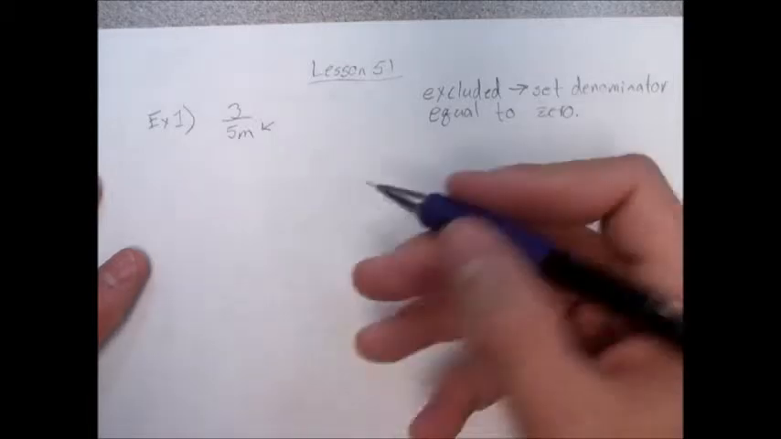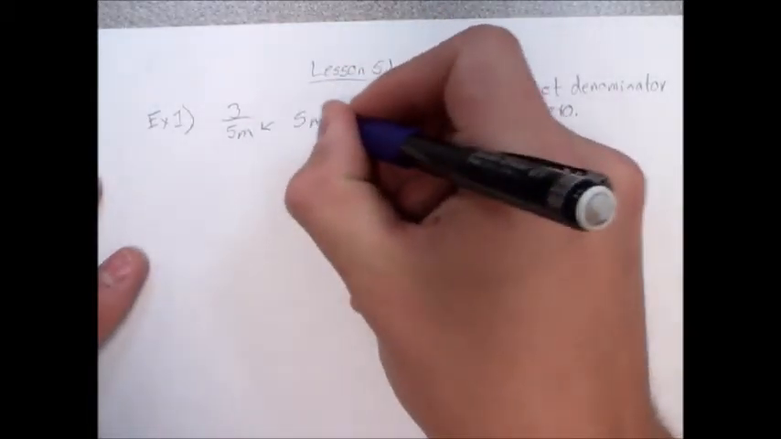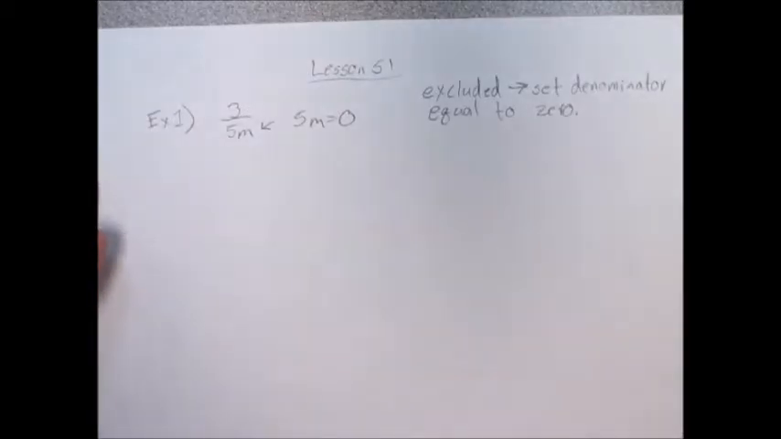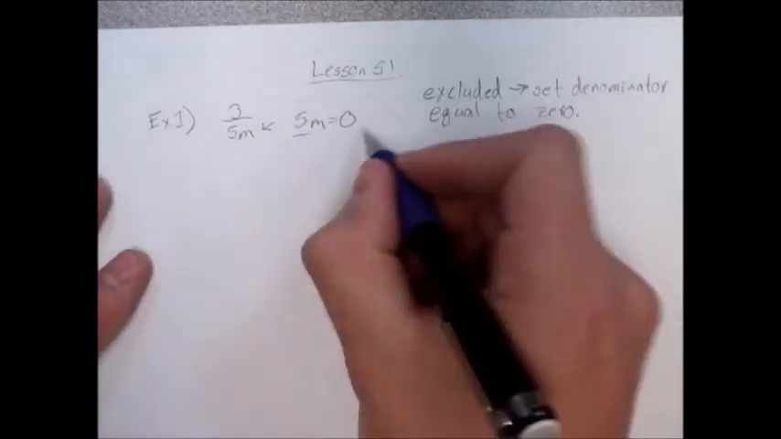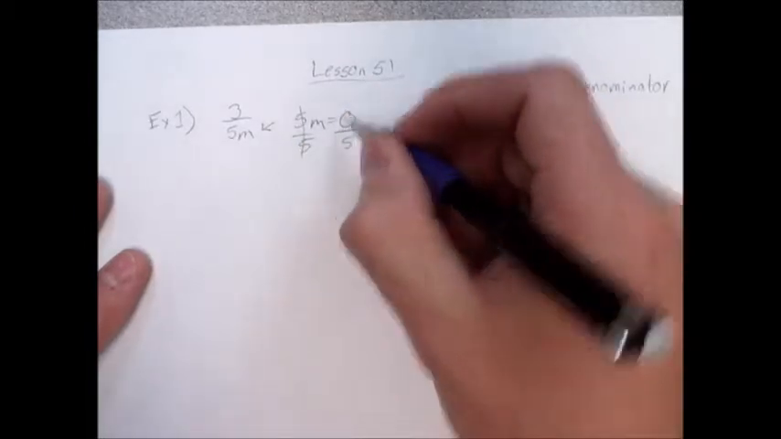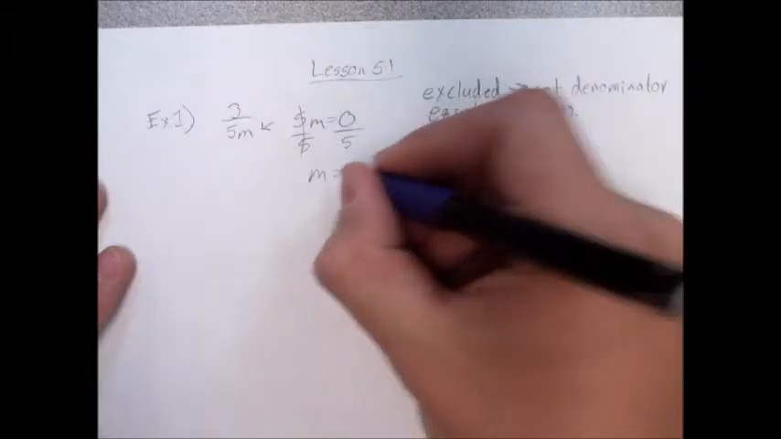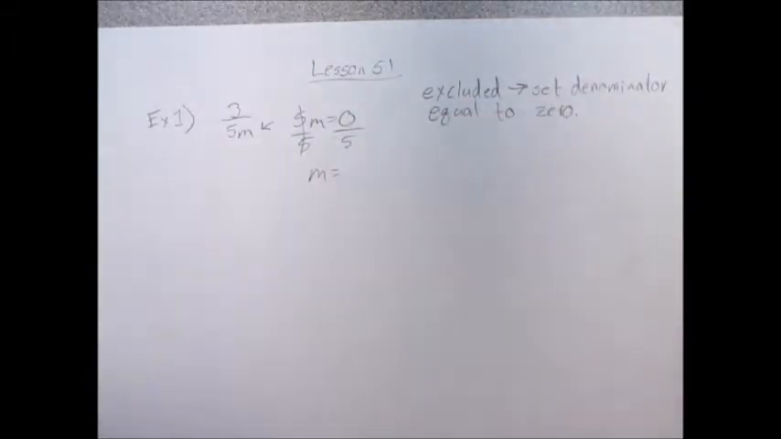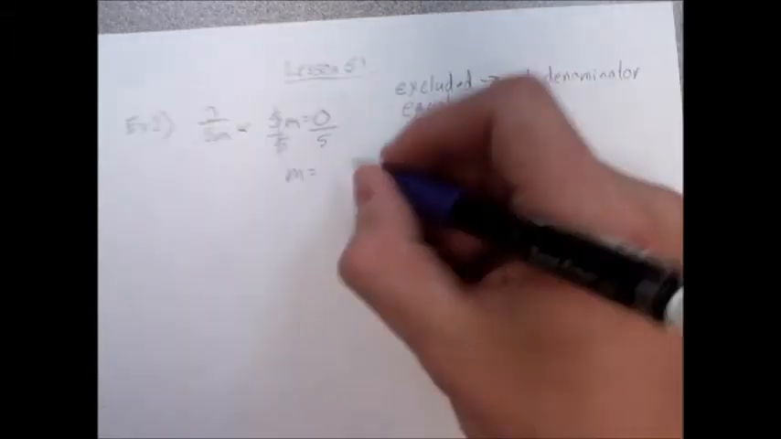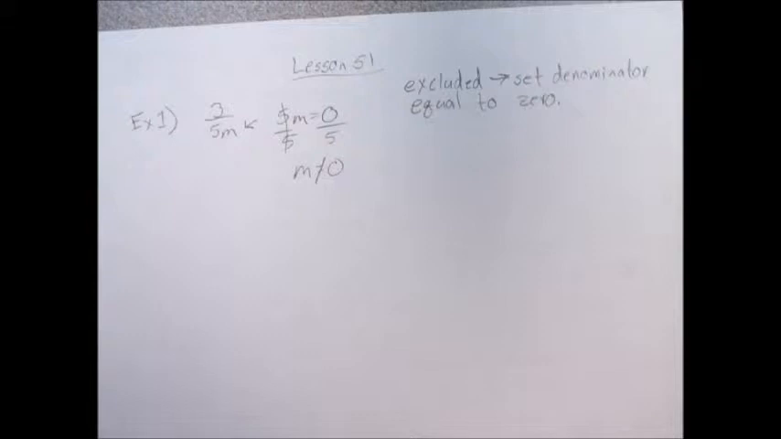So when I set the denominator equal to 0, this is the denominator. I take 5m, I set it equal to 0, and I solve for m. This one's relatively easy, but I divide by 5 on both sides. Had this been something else, it would have been a little more difficult. 0 divided by 5. Seems like such a trick question, doesn't it? 0. So m, because it's an excluded value, cannot equal 0. If it equals 0, it would make the fraction undefined.